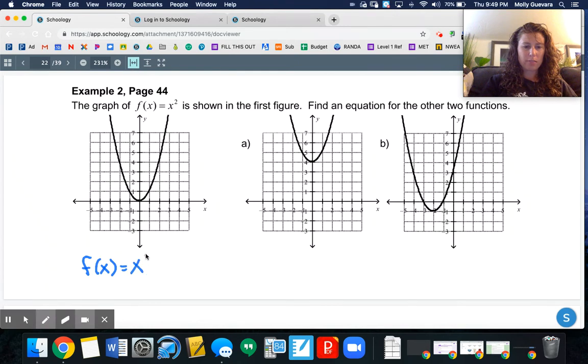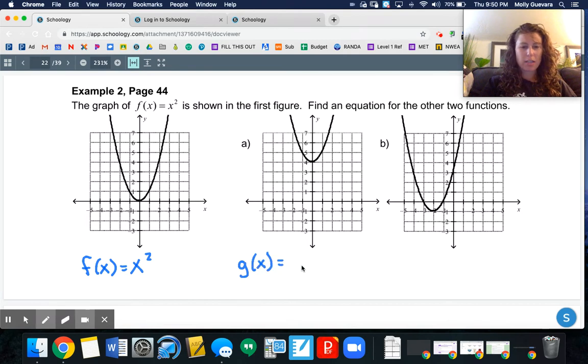F of x equals x squared. Okay, write an equation for the other two functions. So here, the question is, has the graph moved left or right? And the answer is no. So I'm going to call this one g of x.